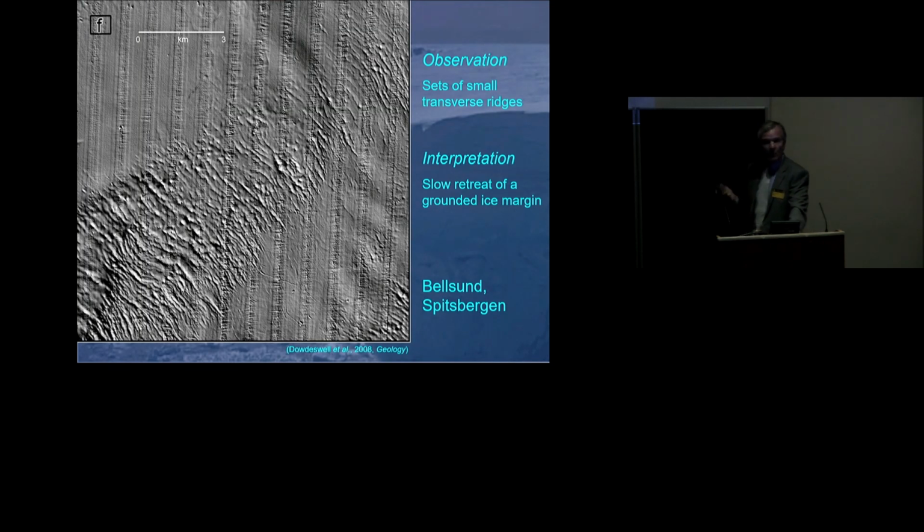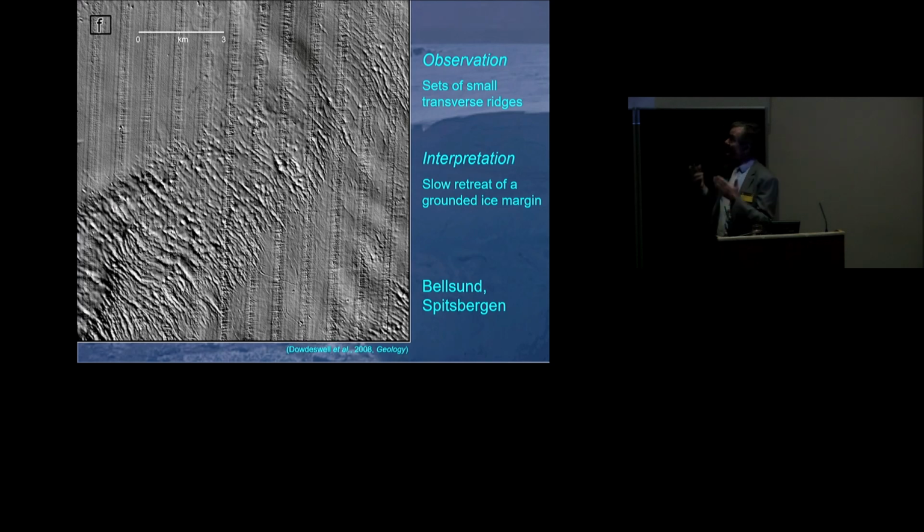And finally, where we find suites, which can be tens or hundreds of the very delicate, small transverse to flow moraines, we infer the slow retreat of a grounded ice margin. Now, we can look, and indeed we and our colleagues have looked at many troughs around Greenland, around the Norwegian margin, and around Antarctica. And we can probably, for 2/3 of the troughs in both those areas, now say which of those three styles of retreat has taken place in those areas.